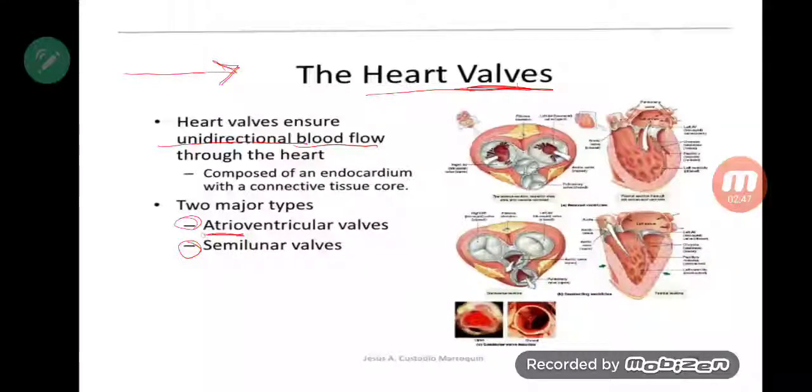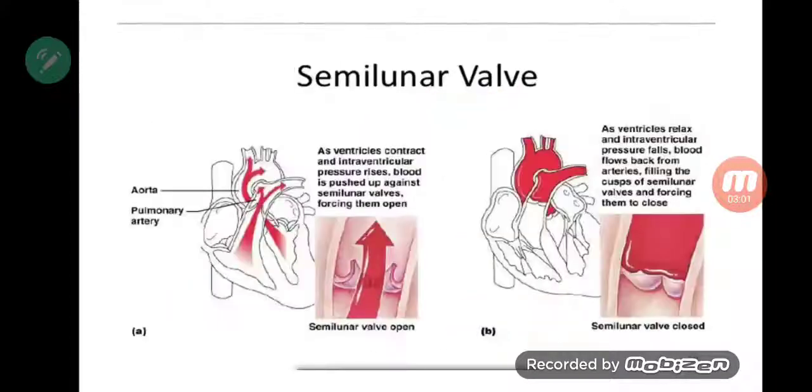Atrioventricular means between the atrium and the ventricle, and semilunar valve means that it has this semilunar shape. We will start with the semilunar valve.